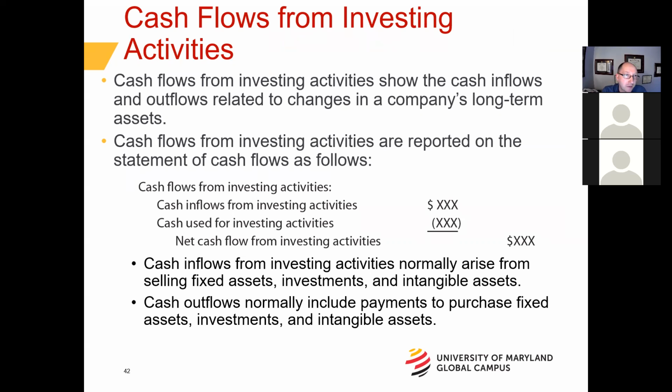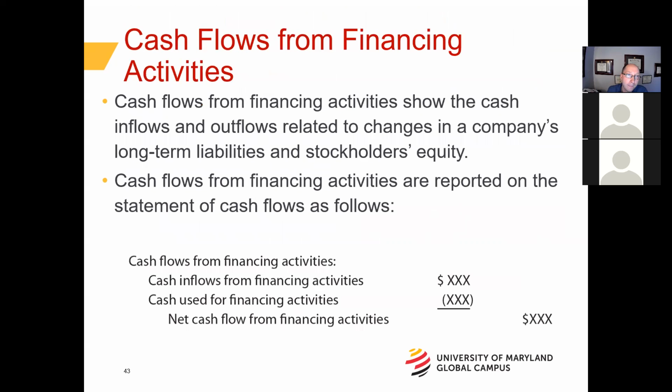Same concept applies for investing activities. Investing activities, as we discussed, is the purchase or sale of property, plant, and equipment using cash. You take your cash inflow from investing activities minus your cash outflow for investing activities to equal your net cash flow. Cash inflow minus cash outflow equals net cash flow for investing activities. Very, very straightforward. What about financing activities?